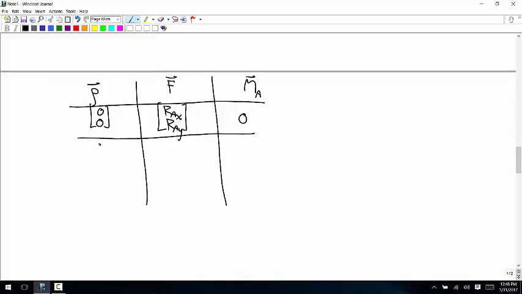So the rho vector then is 0.5, 0. The force vector is 0, negative 784.8. And if you take that cross product, 0.5 times negative 784.8, so multiply those, then subtract those multiplied together, you get negative 392.4.